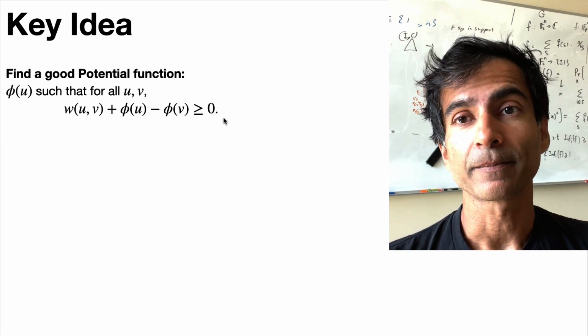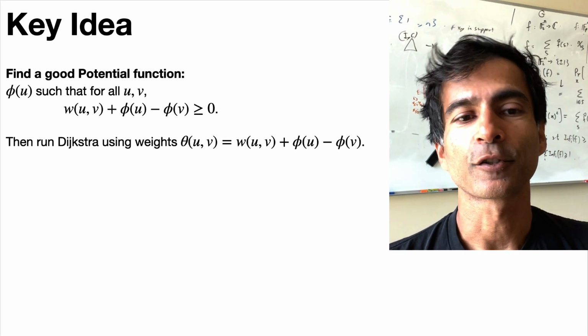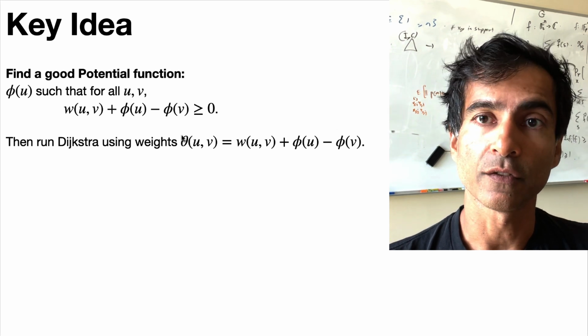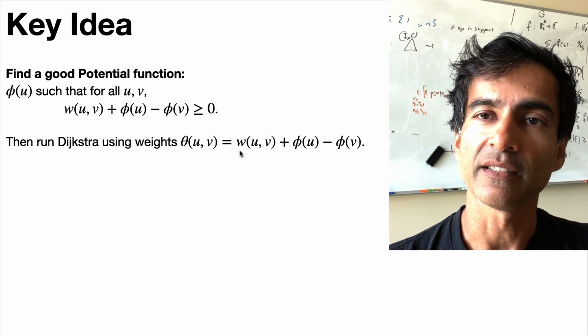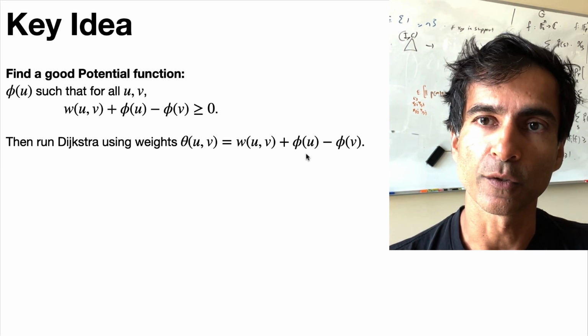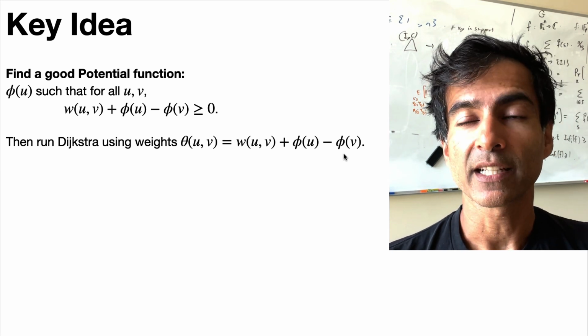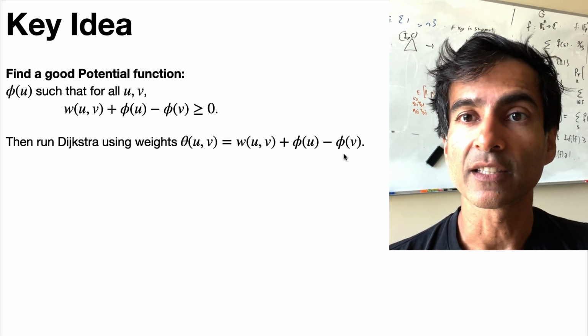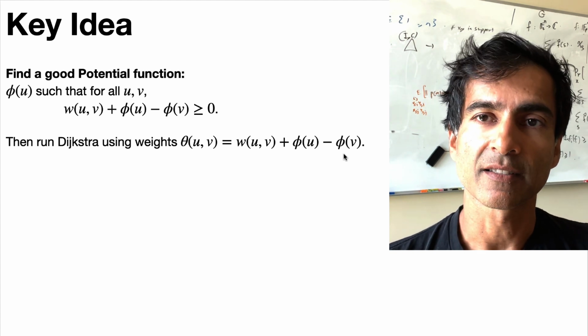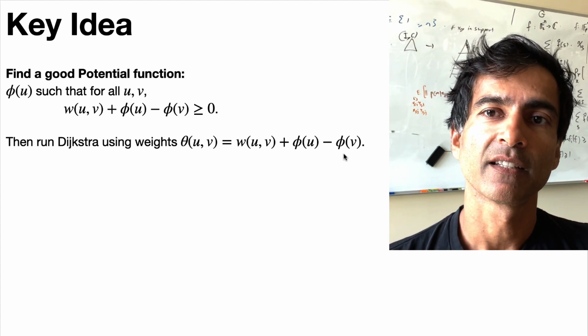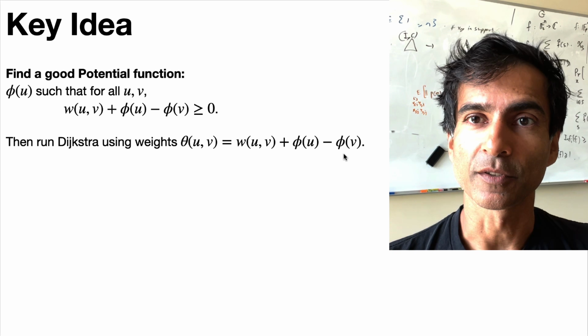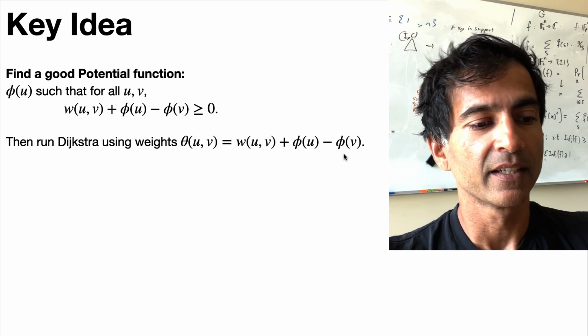Then we're in great shape. The reason is we can now run Dijkstra's algorithm using the edge weights theta of uv, which is defined to be the weight of the edge plus phi of u minus phi of v. And all of these quantities are promised to be non-negative, so Dijkstra's algorithm will find the shortest path from S to T in this graph. And Dijkstra's algorithm is fast. It will run in almost linear time.